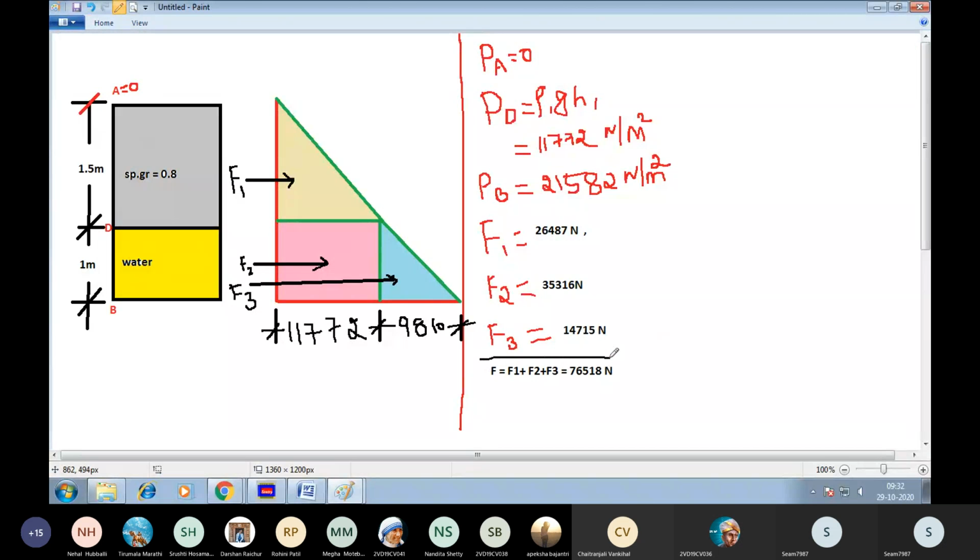All of you have got the same answer? Yes, ma'am, because this is an exercise problem. Hope all of you have got the same answer. Next, let us calculate the position of the center of pressure. Calculate and tell me the value of H star.